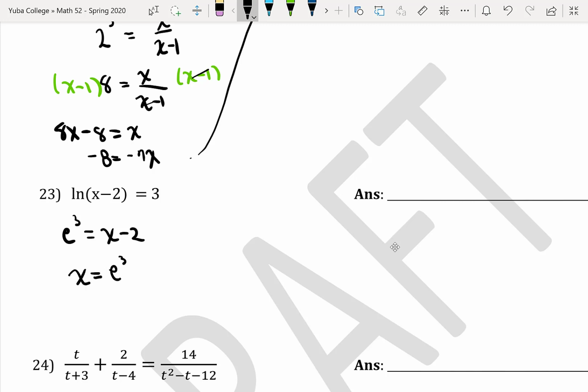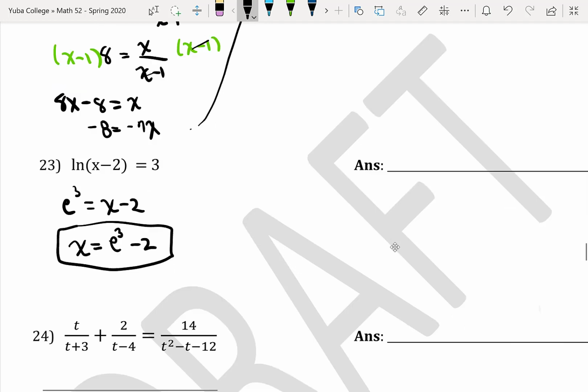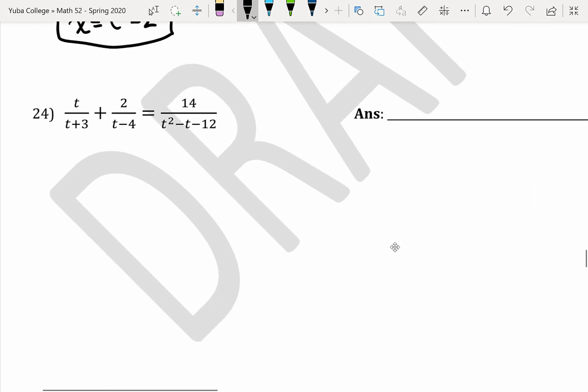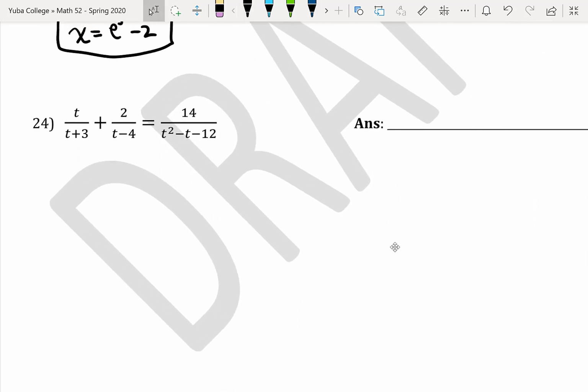Okay, so solving this rational equation. Again, with rational equations, you have to be careful of values which set the denominator equal to 0. So notice here that t plus 3 is 0 when t is negative 3. t minus 4 is 0 when t is 4. Notice that this factors. Two numbers that multiply to negative 12 and add to negative 1, so that's a negative 4 and a positive 3.